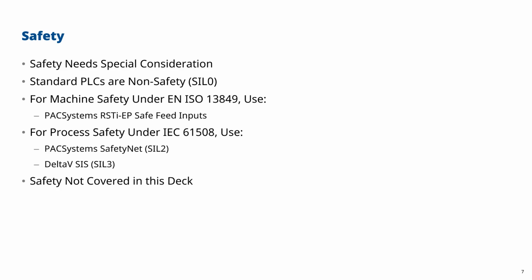So for machine safety under EN ISO 13849, we have the option of using the PACSystems RSTi-EP safe feed inputs. And for process safety under IEC 61508, we can either quote our PACSystems Safety Net, which meets SIL 2, or we could refer clients to our Delta V colleagues who can provide the Delta V SIS, which is SIL 3.